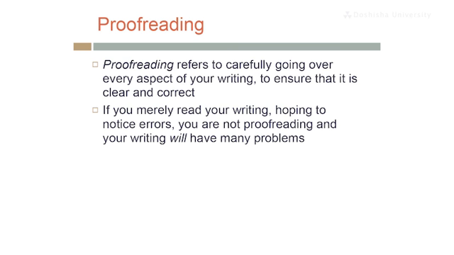Now, let me just quickly mention here something that I hadn't mentioned before. In these two bullet points, you might have seen something a little bit different than I did in most of the other videos. I have a few words here in italics. So the very first bullet, it says proofreading refers to carefully going over. And in the second bullet and last line, your writing will have many problems. Why do I have italics here? Well, in modern English writing, both scientific and regular, if you want to add some emphasis, what you do is you put the word or the term in italics.